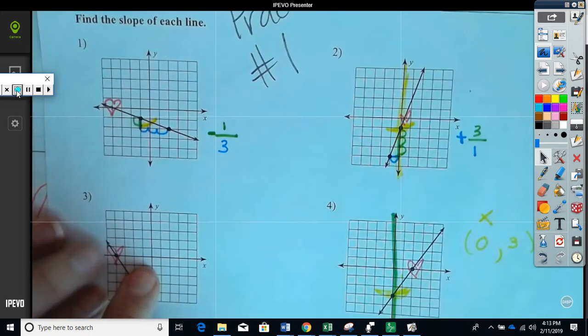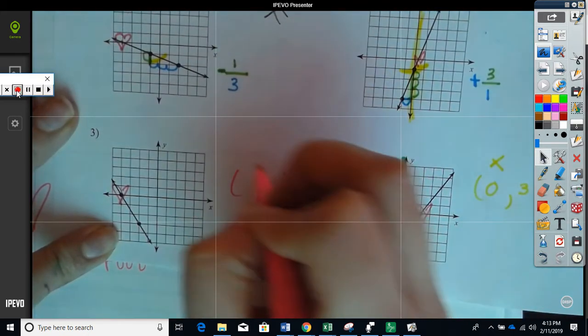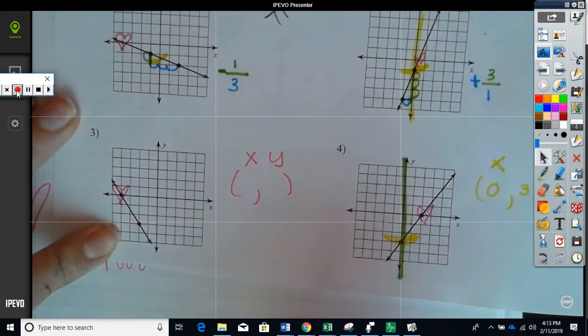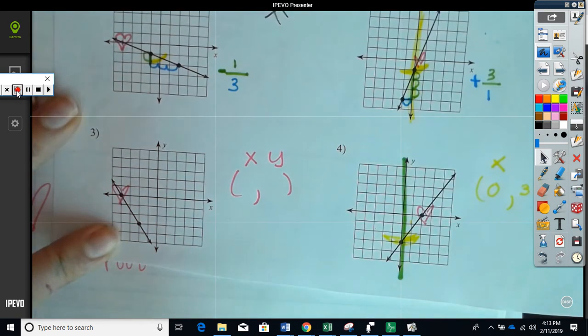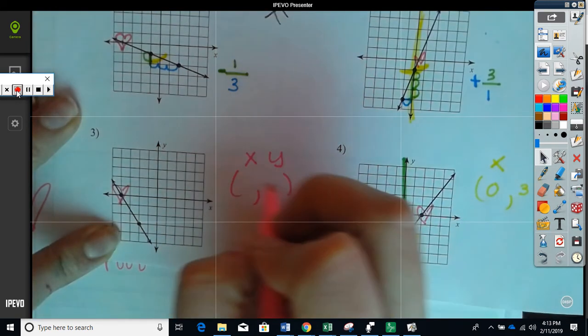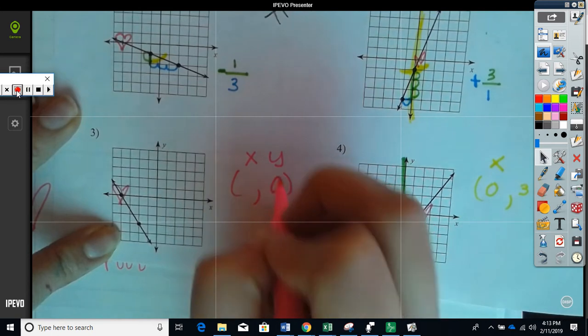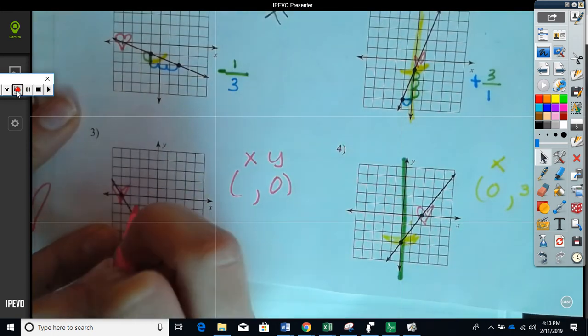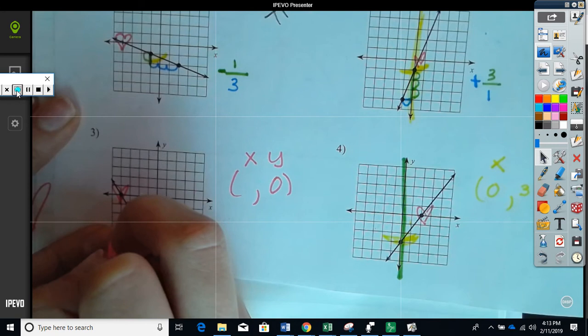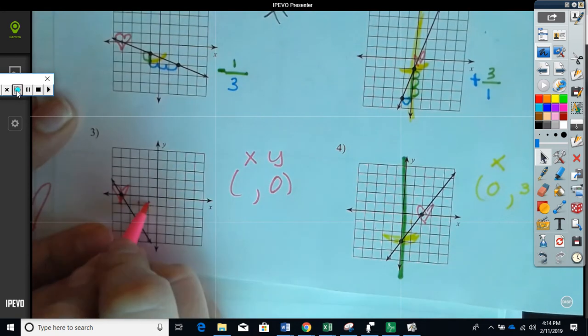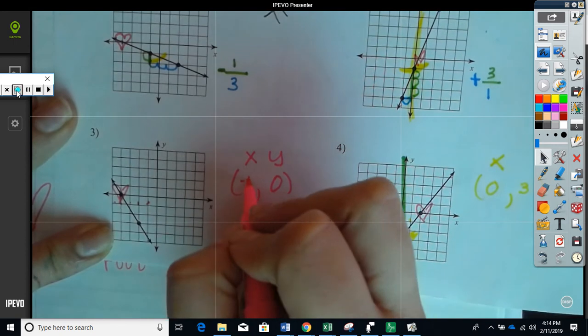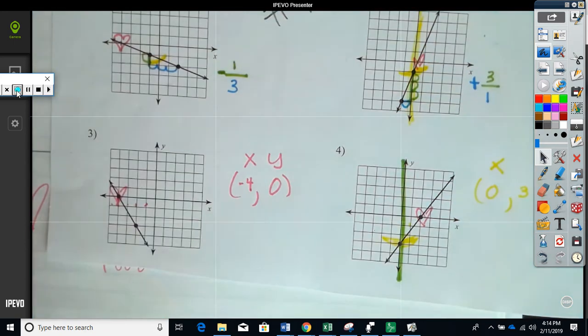For number three, I'm going to have you write the point. So which one is always equal to zero? Do you remember? Which one? Perfect. What's the X here, Christian? What's the X? Negative four. Because it's on that side.